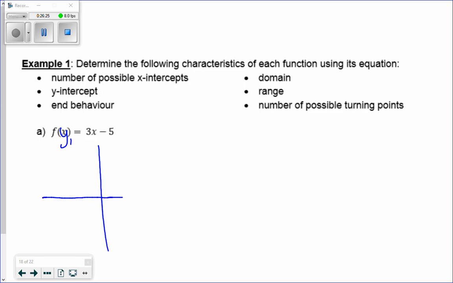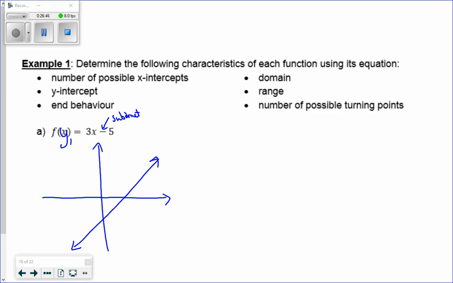Okay. So if you plug this thing in on your calculator, you should get out something like that. Okay? So make sure here you're using the subtract sign, right? So you're going y1, 3x, subtract 5, hit graph. Okay?